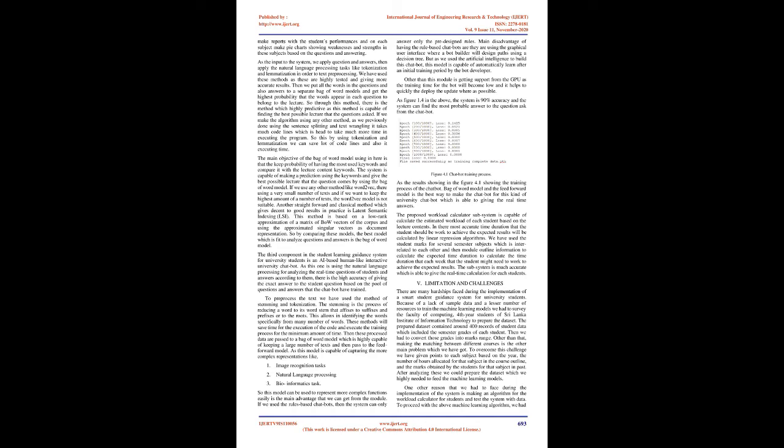To pre-process the text, we have used the methods of stemming and tokenization. Stemming is the process of reducing a word to its word stem, removing affixes, suffixes and prefixes, or reducing it to the roots. This allows identifying the words specifically from many words. These methods save time in the execution of the code and execute the training process in the minimum amount of time. Then this processed data is passed to a bag of words model, which is highly capable of keeping a large number of texts, and then passed to the feed-forward model.